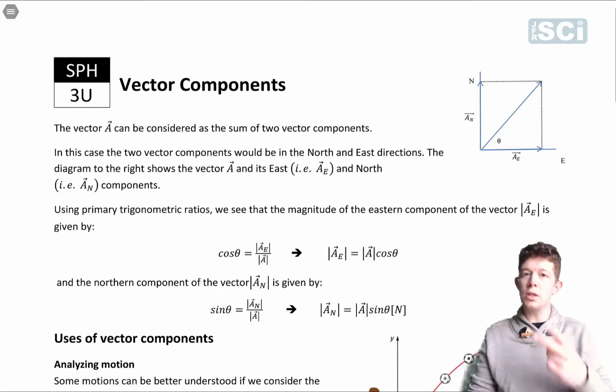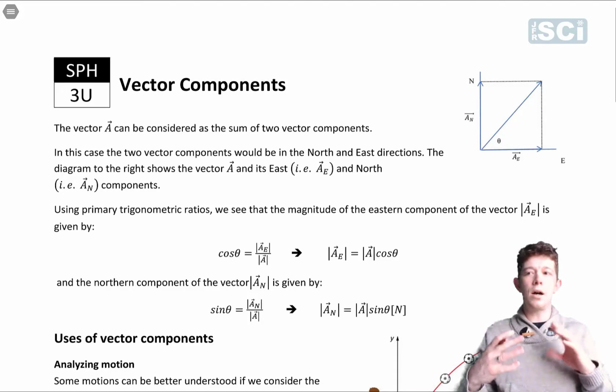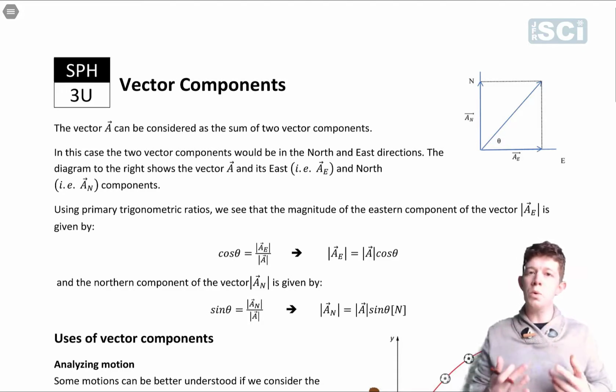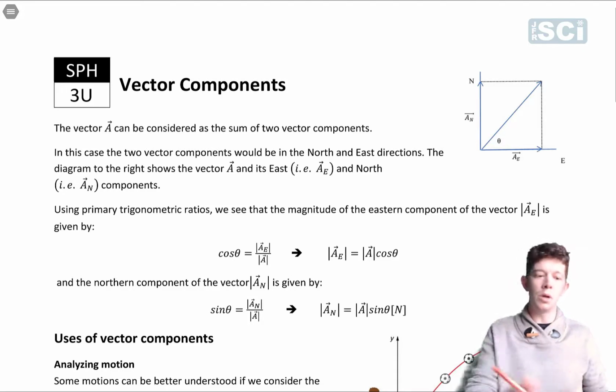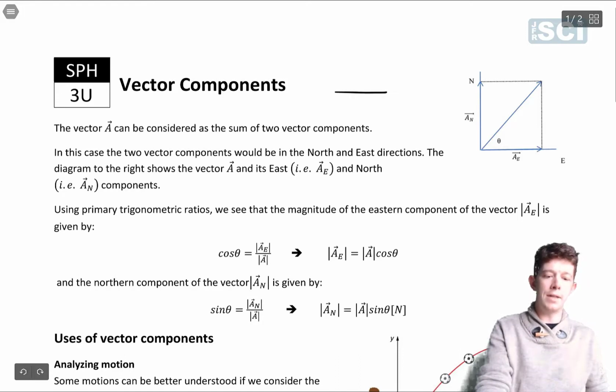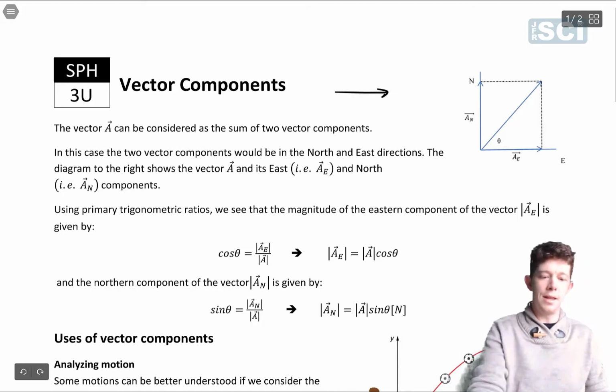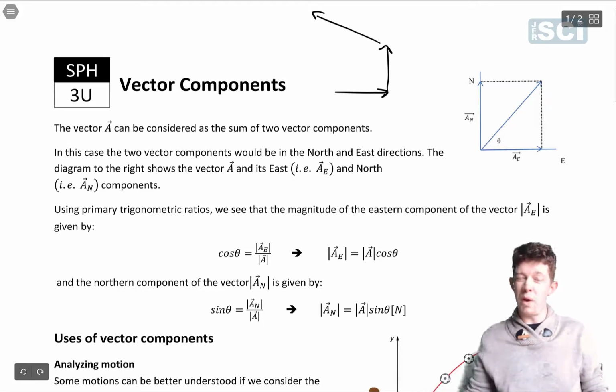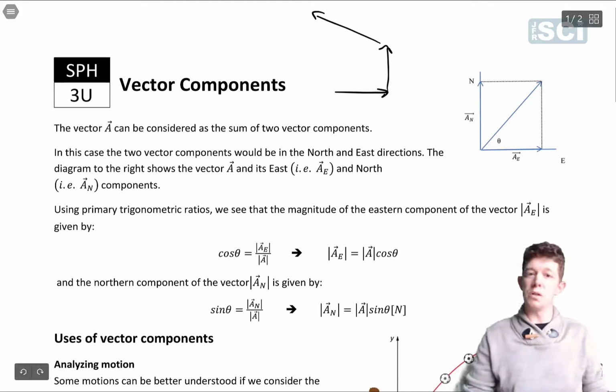And we only actually worked with two vectors at a time. The concept of vector components will make our lives a lot simpler when we have situations that have, say, a vector that acts east, and then one acts north, and then one acts kind of north or northwest, and we want to find out what the resulting vector is.